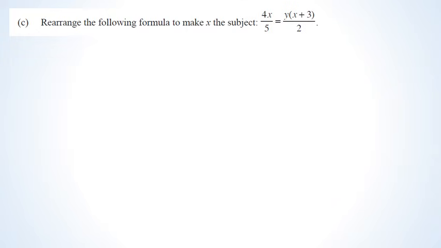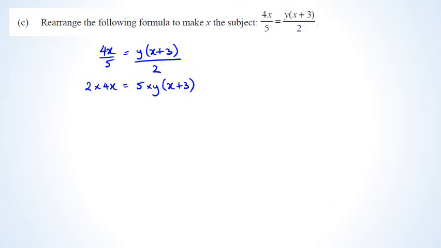All right, for this question, you've been asked to rearrange the following formula to make x the subject. Obviously we've got x on both sides, so what I'm going to do is cross multiply. So I've got 4x over 5 equals y multiplied by x plus 3 over 2. Cross multiplication, I get 2 times 4x equals 5 times y times x plus 3. I then expand the brackets, so I've got 5y multiplied by x plus 3. So I'm going to get 5yx plus 15y.